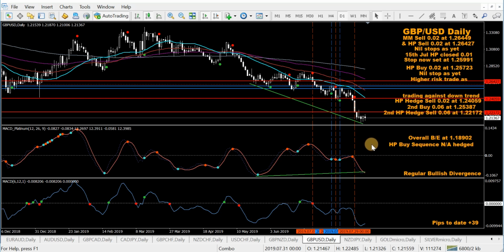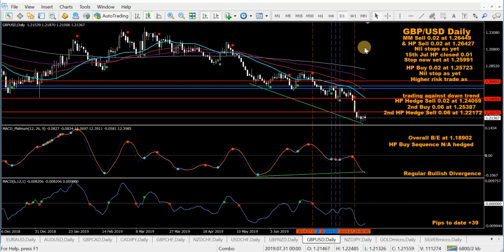And here's the pound USD. What am I in here? I think the overall break-even's a bit lower. I took an MMM sell, which is back here. So that's still in play. Took an HP buy, HP sell hedge.